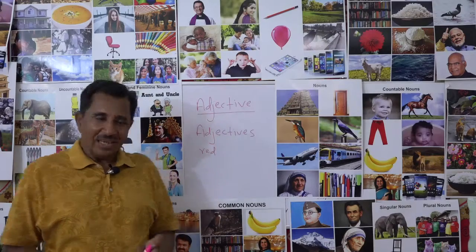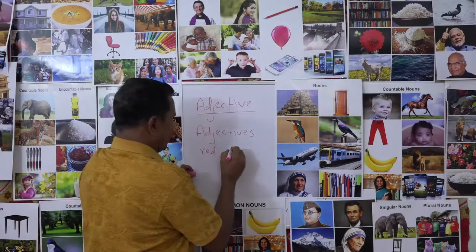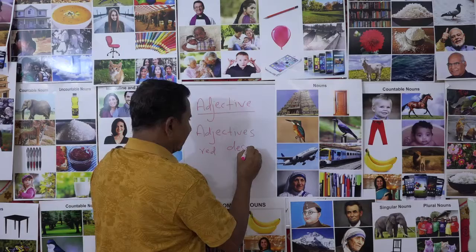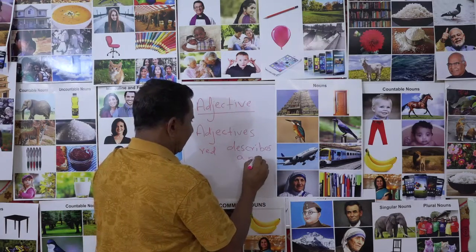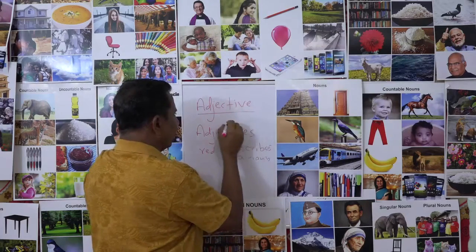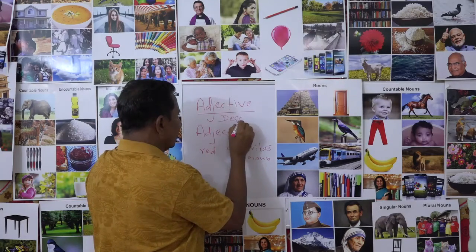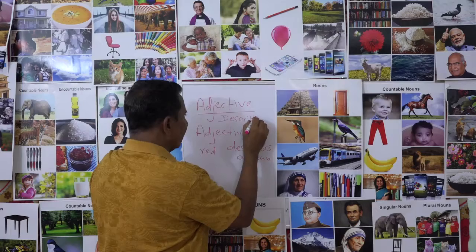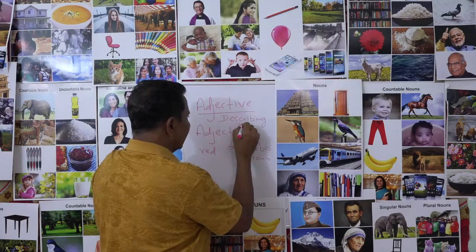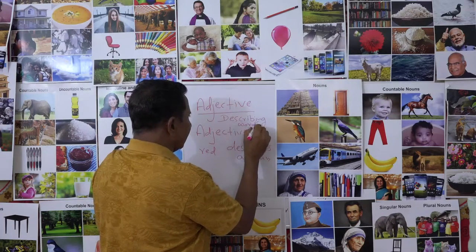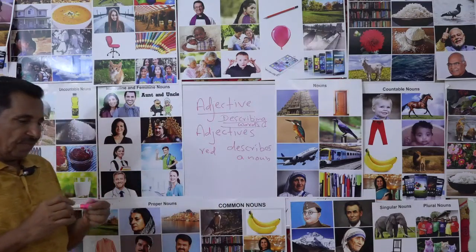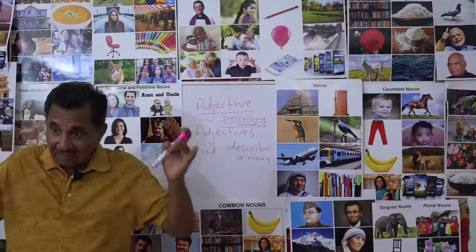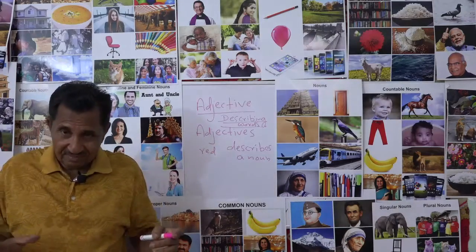Or a word that describes a noun. That's the thing. So adjectives are describing words. Describing words. They are describing words. This is the meaning of adjective. Or as I told you, brightening, making bright.